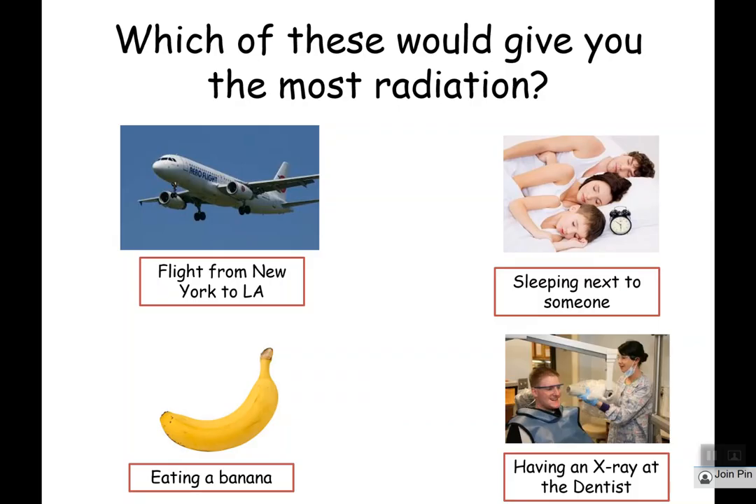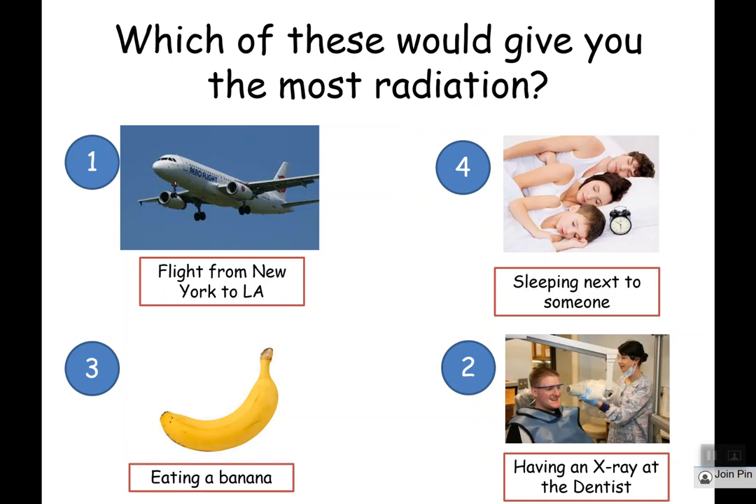So we've got four different scenarios here. Flight from New York to LA, sleeping next to someone, eating a banana, or having an X-ray at a dentist. Which of these do you think you would get the highest dose of radiation from? Well, sleeping next to someone is the lowest, then eating a banana, having an X-ray at the dentist, and a flight from New York. Now, these here are all sources of background radiation.